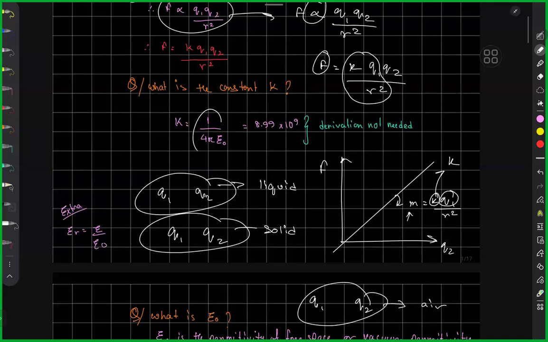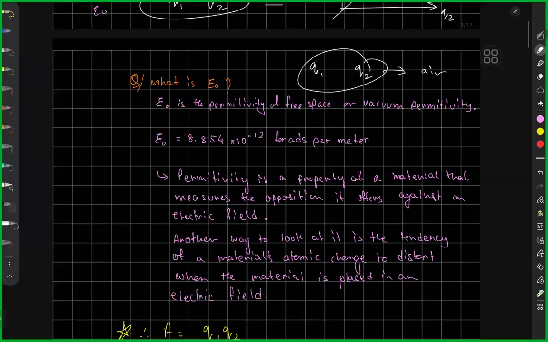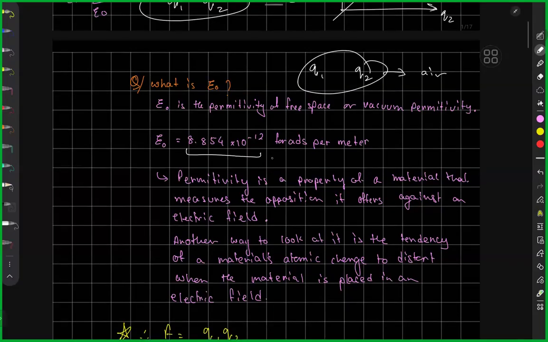They did something smart and found out that K is actually a combination of 1 by 4 pi epsilon naught. And this epsilon naught is very important because this determines the variation in medium. So what is epsilon naught? It is the permittivity of free space or vacuum permittivity. This is defined as farads per meter.